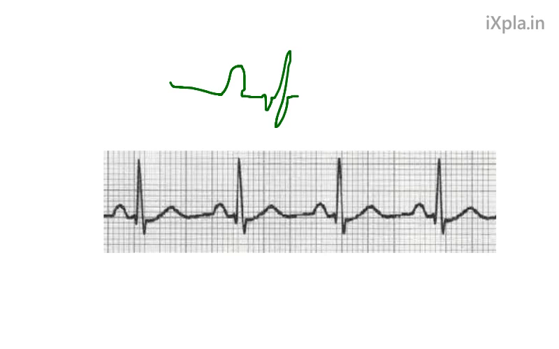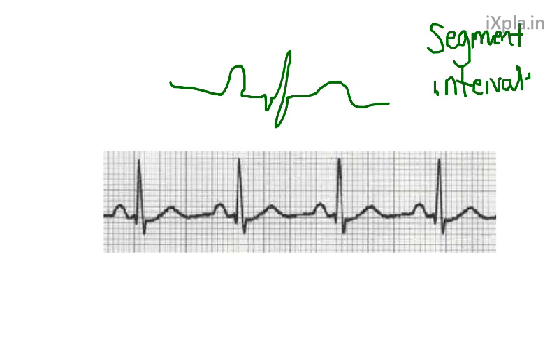Now, when it comes to identifying things on an EKG, they can be called two different things in nomenclature. They can be called segments or intervals. Segments are pretty much flat lines. Like this would be a segment, this would be a segment. Segments are when there are no deflections happening.